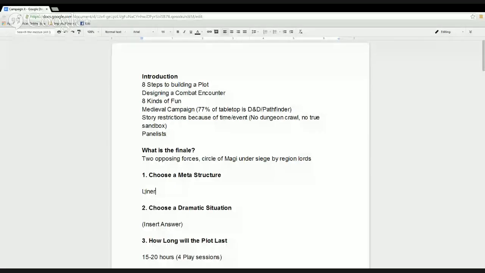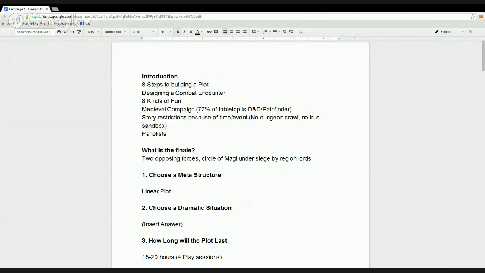But you will see that linear plot doesn't mean this, then this, then this, then this. It means a linear plot gives a specific direction on how things are going to go, while still allowing players to make meaningful choices. So we're going to see how all this develops, but with our meta structure, we'll be going with a linear plot. We choose a plot first, and then we do step one. We need to know what we're going to make, and then we start the 8 steps.